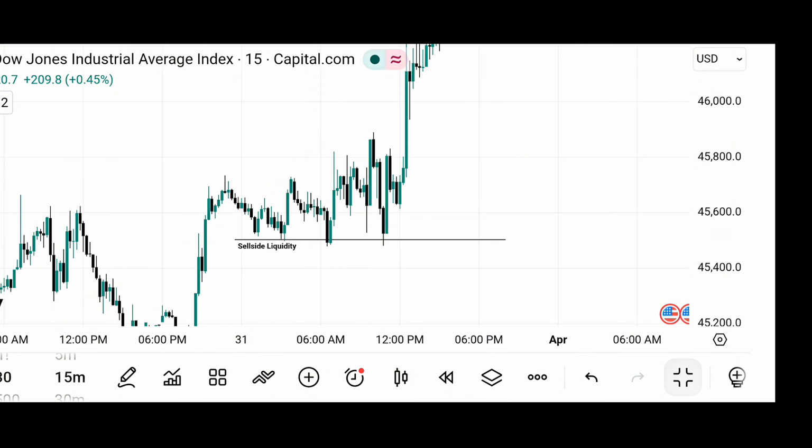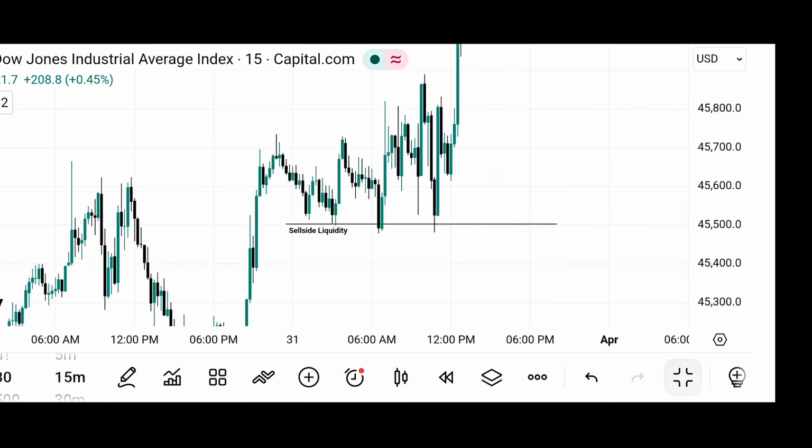So what's intermarket divergence? Intermarket divergence is when two or more related markets, such as Nasdaq, S&P, Dow Jones, these are related markets, move in different directions or behave differently at the same time. I'll repeat, intermarket divergence is when two or more related markets move in different directions or behave differently at the same time.